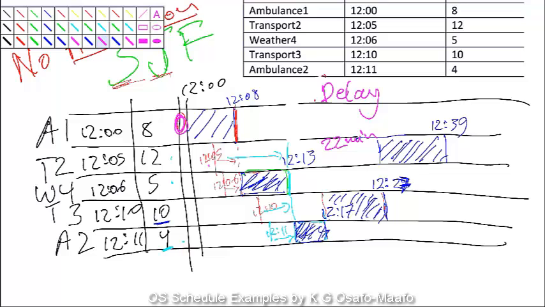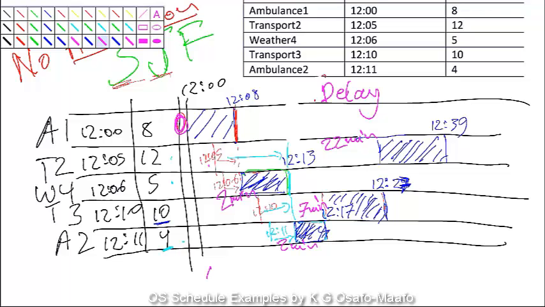What about this one? 12:06 till 12:08, delay there is 2 minutes. Someone came in at 12:10, gets to run at 12:17, so delay there is 7 minutes. This one came in at 12:11, gets to run at 12:13, delay there is 2 minutes.